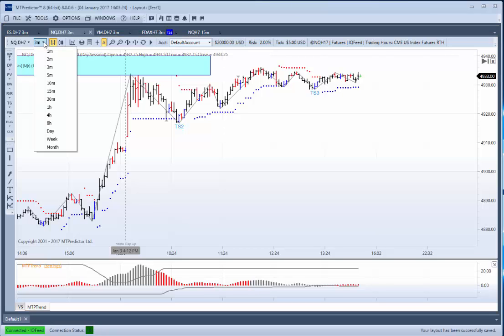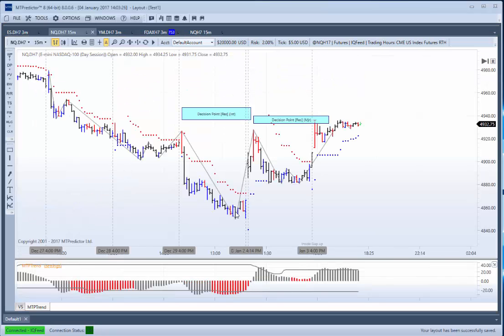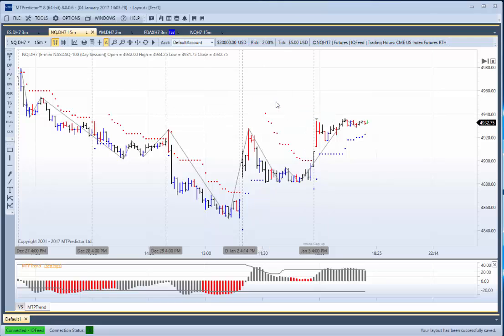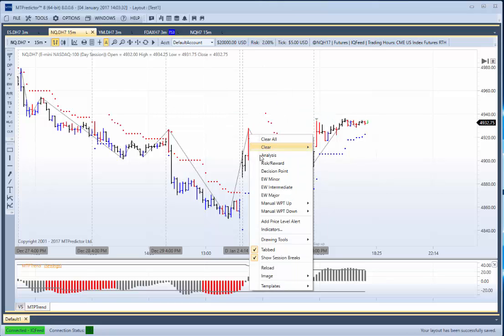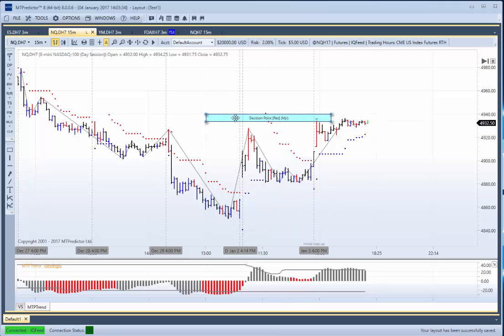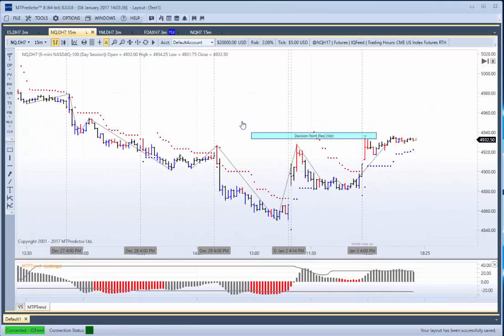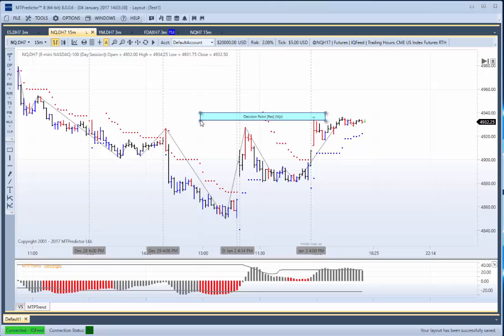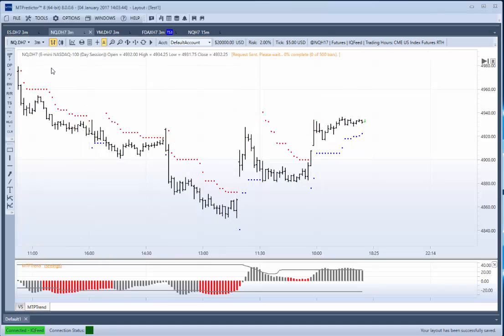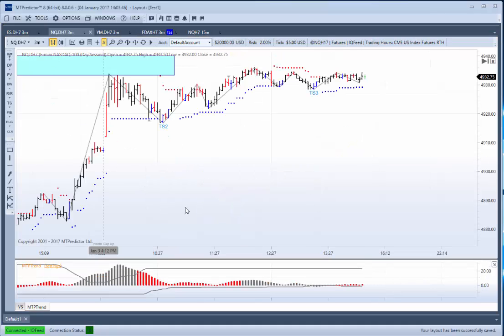NQ. Again, I'll go to the 15-minute chart. I'll take everything off here, and here's the last pivot high. So if I right mouse click, do DP, can you see how we had exactly the same situation as the ES, where we had the market go up, touch that high, and then start to decline down. If we go down to the 3-minute chart, we can see that in more detail. There it is, touch the high there.